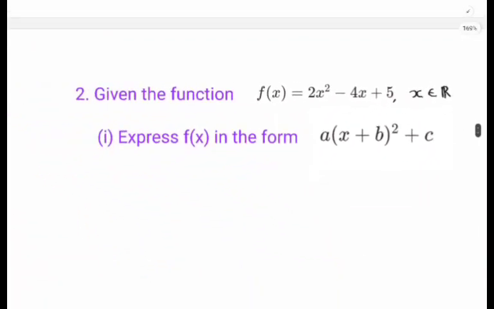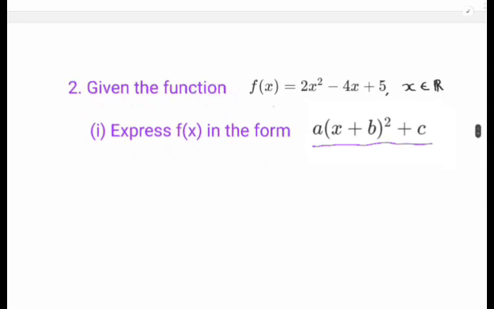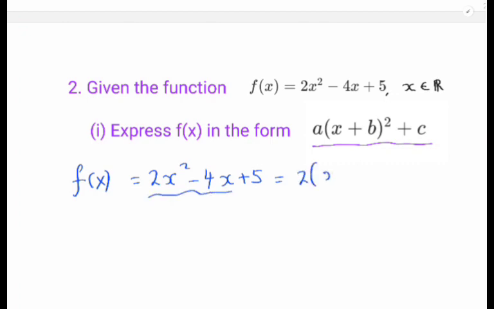Question number 2. They give you a function here. Ask you to express f(x) in the completing square form. So f(x) equals 2x squared minus 4x plus 5. So first I take out a 2. X squared minus 2x plus 5.